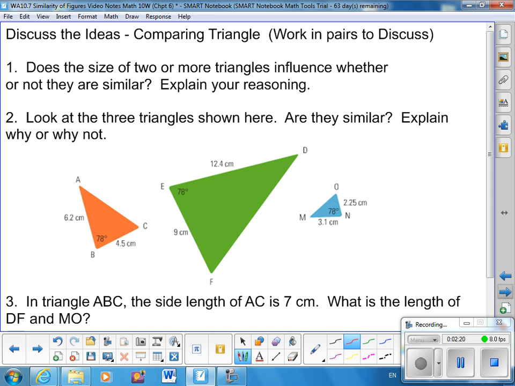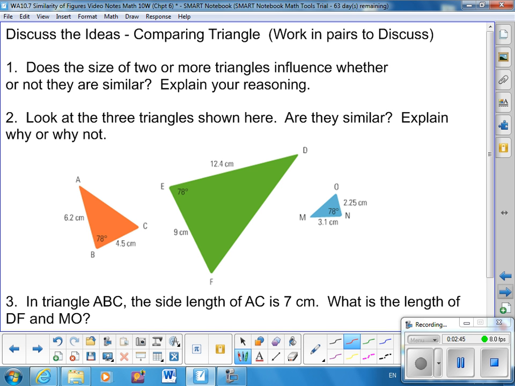Okay, does the size of two or more triangles influence whether or not they are similar? Well, the size doesn't influence it. It is the congruent angles that are the determining factor. If corresponding angles are congruent, then they are going to be similar. Look at the three triangles below. Are they similar? Why or why not?